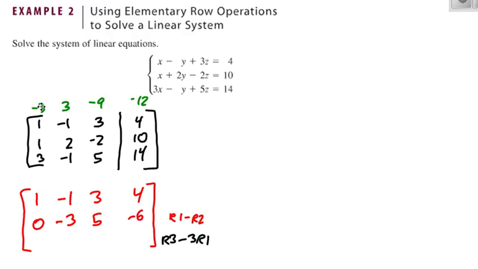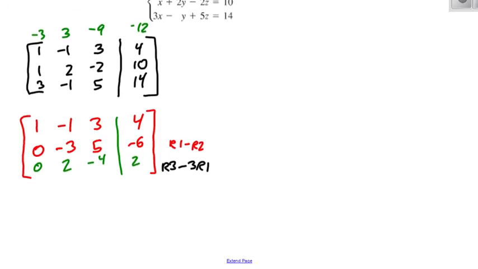3, negative 3 is 0. 1 and 3 is 2. 5 and negative 9 is negative 4. 14 and negative 12 is 2. So now that we've canceled out the x's there, we're going to combine our 2 new equations, 2 new rows, to cancel out the second number, the y term.